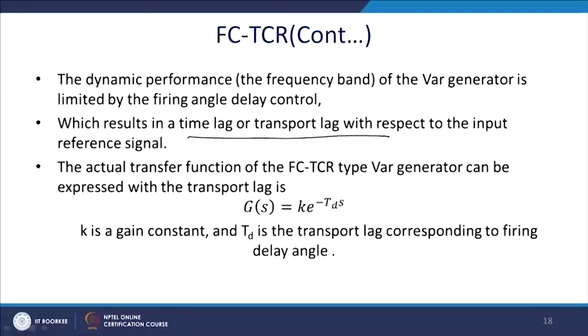So, for this reason, there will be a delay in compensation. It is a time delay system, which results in a time lag or transportation lag with respect to the input signal reference, because you cannot change, like sine triangle PWM, the reference generation within one cycle. The actual transfer function of the FC-TCR type VAR generation can be expressed as K e to the power minus T_D s, where K is the gain constant and T_D is the transportation lag corresponding to the firing angle delay.